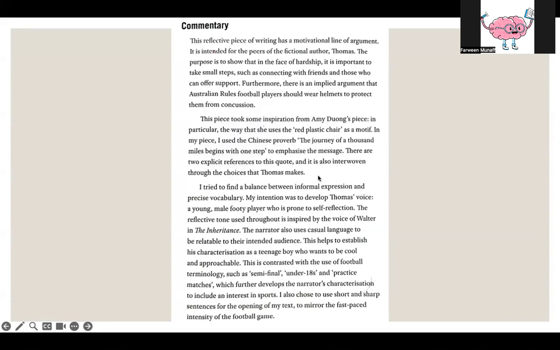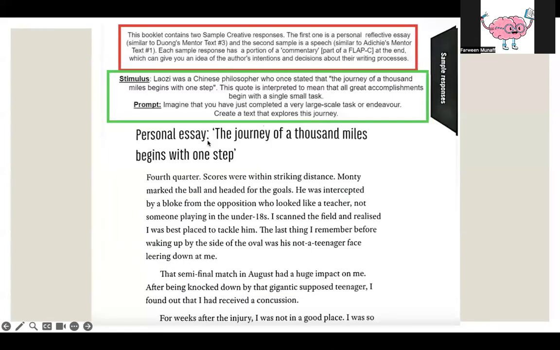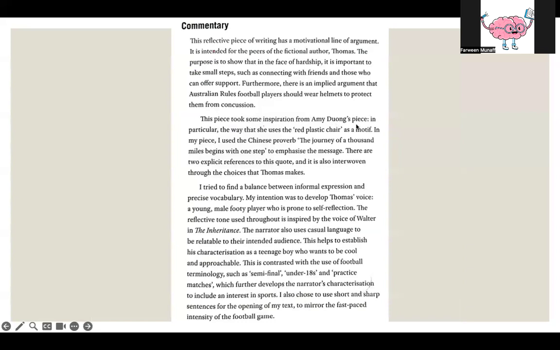For example, this reflective commentary from sample personal essay 1 talks about the idea that they take inspiration from Amy Jung's piece, the way she uses the red plastic chair as a motif, as a constantly repeating symbol in her text. Okay, so that's something that she brings up. If you were inspired by Adichie's use of anecdotes, and that's something that you then use to write your own speech that also contains many anecdotes, you might write that you took inspiration from Adichie's speech. Okay, so that's kind of like the idea. So she's mentioning a bit about language here. She's mentioning a bit of the mentor text. Remember, it doesn't have to be in any specific structure, but we give you FLAPC as a sample structure.